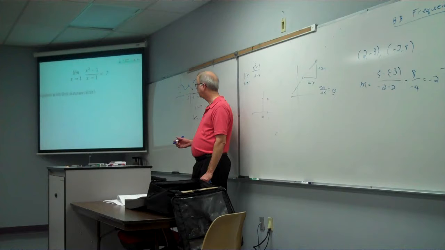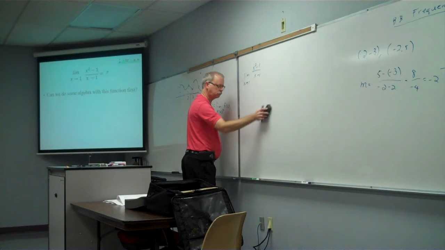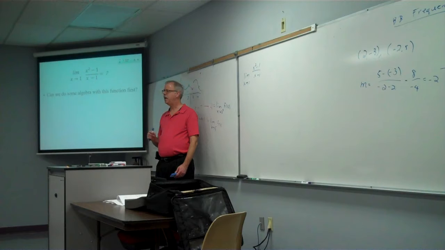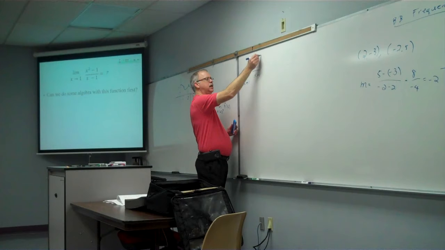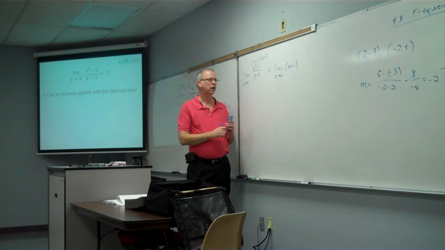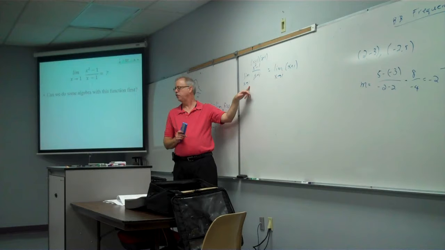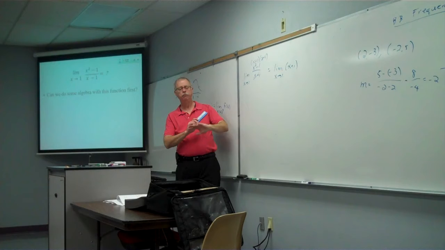On this particular one, is there some algebra we could do first? Is there anything we can do so that maybe that whole expression would simplify? Yeah, the numerator does factor. It's x plus 1, x minus 1. Oh, and there's a common factor of x minus 1. Technically, we have just changed things a little bit. This function is not defined right at 1. This one is. But for the limit, we don't care what's happening right at 1 anyway. So that technicality, we're not going to let bother us at this point.